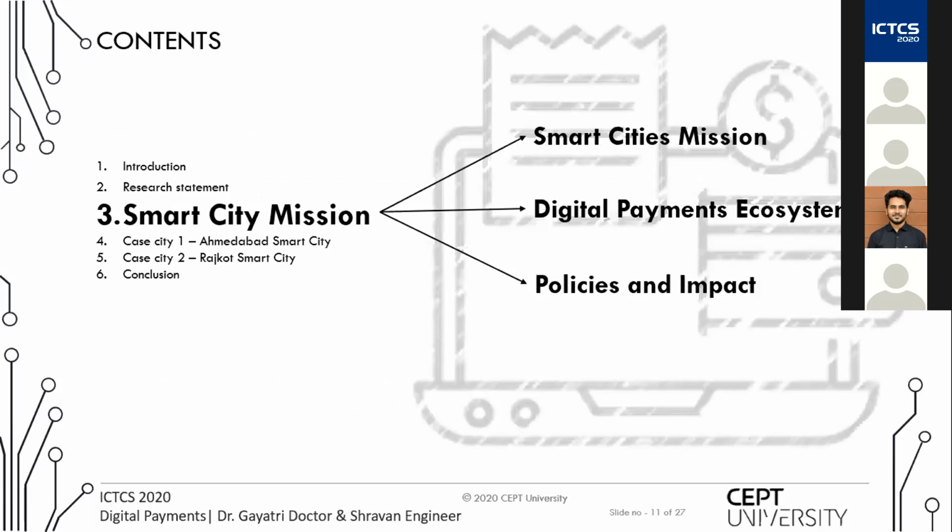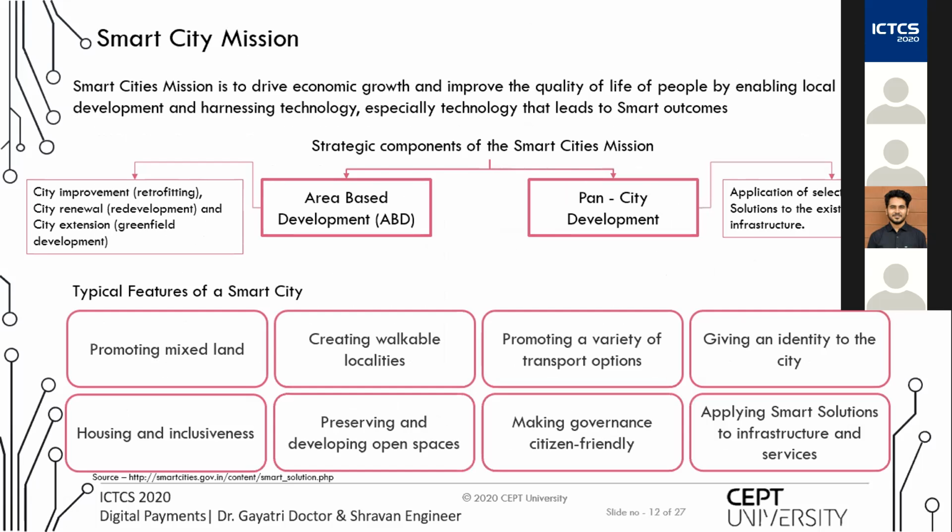Before we begin with our case cities, it is important to understand the Smart City mission. So the Smart City mission was launched on 25th June 2015 with an aim to drive economic growth and improve quality of life by undertaking local area development and harnessing technology, especially the ones which lead to smart outcomes. The mission can be divided into two focus areas. First being the area-based development, which is city improvement, city renewal, and city extension. And second, the pan-city development, which is implementing smart solutions to the existing infrastructure in the city.